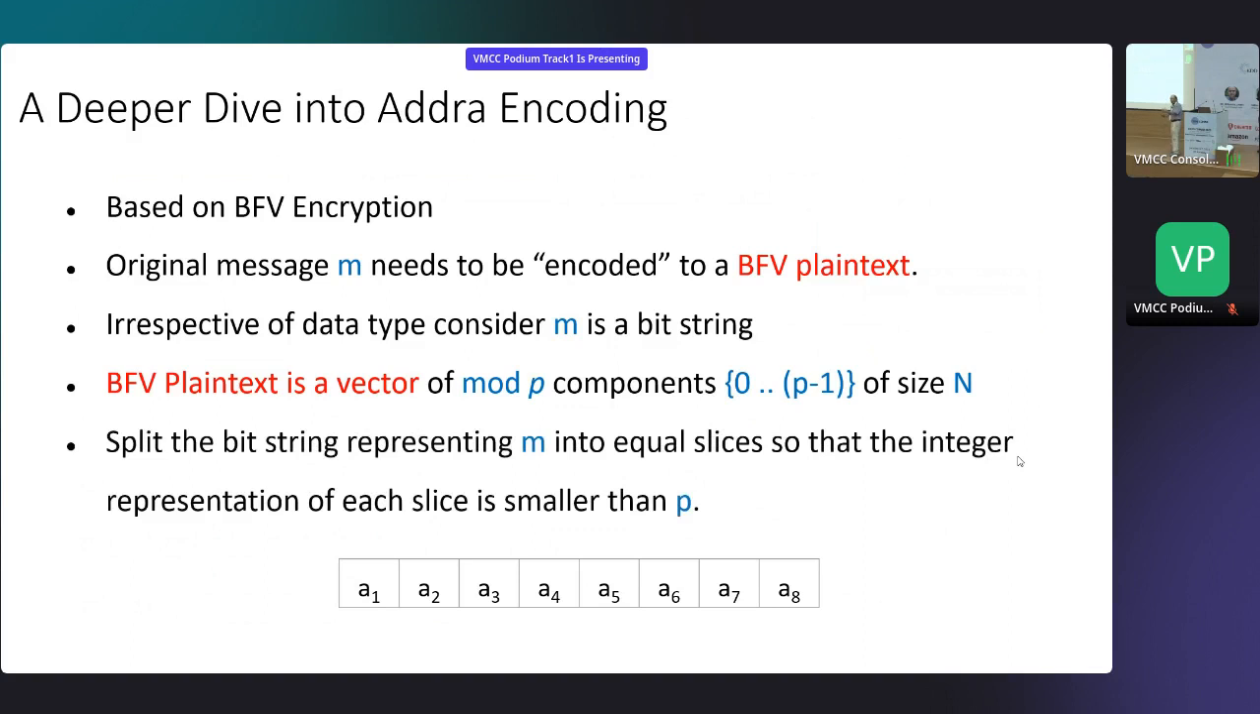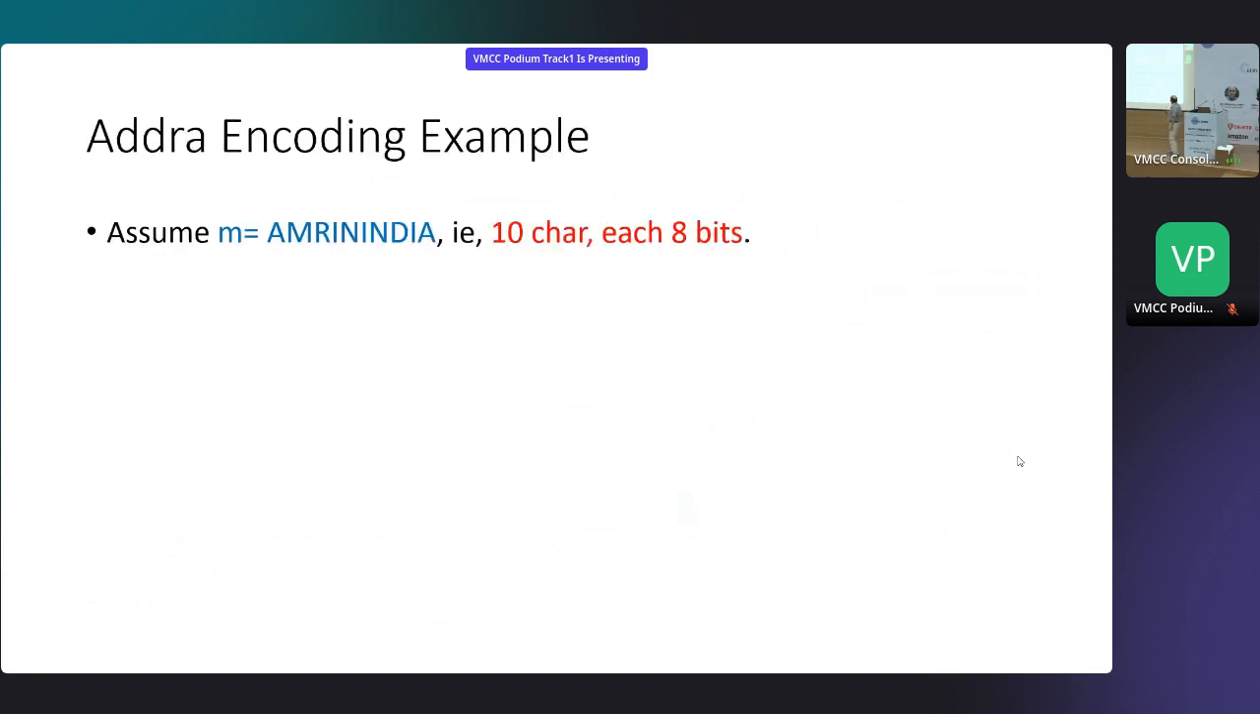I need to first make this vector of size n. Remember, homomorphic encryption requires vectors of size n, where each of them is modulo p, yeah? That's the plain text. So let's take this example, "Amra in India." So that's 10 characters. Each of them is 8 bits, ASCII.